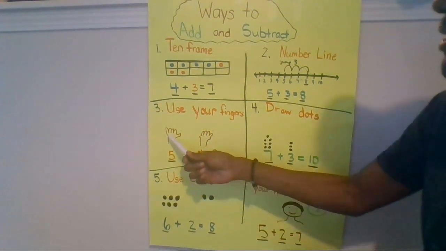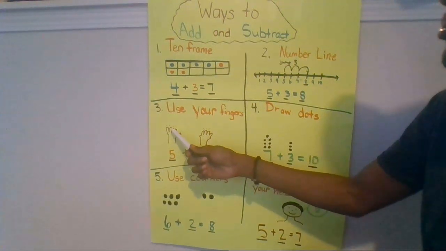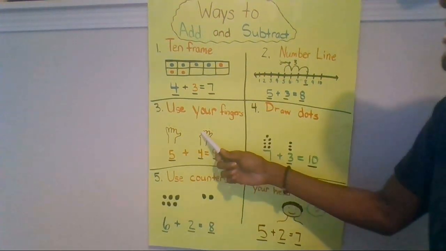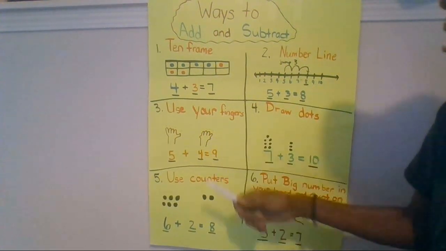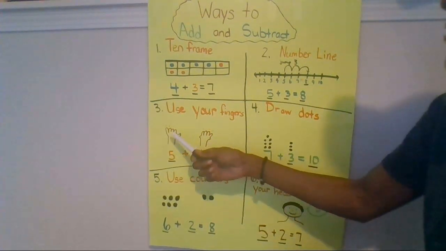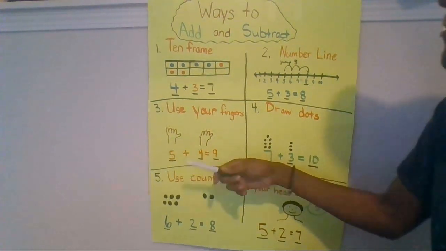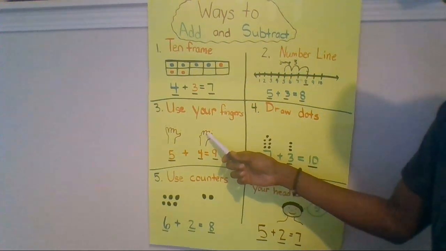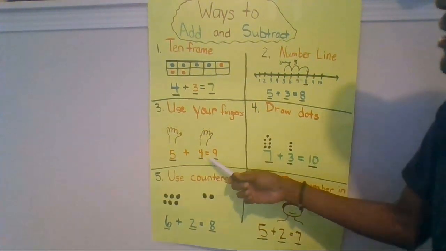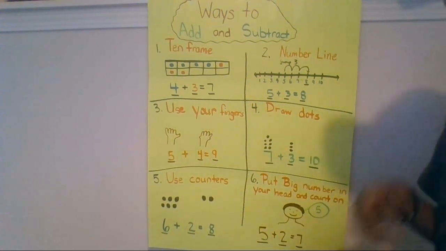All right, let's count. 1, 2, 3, 4, 5, 6, 7, 8, 9. Or you could have started counting up from 5. You know that's 5 already, so you can say 5, 6, 7, 8, 9. 5 plus 4 equals 9, using your fingers. That's a strategy you can use.